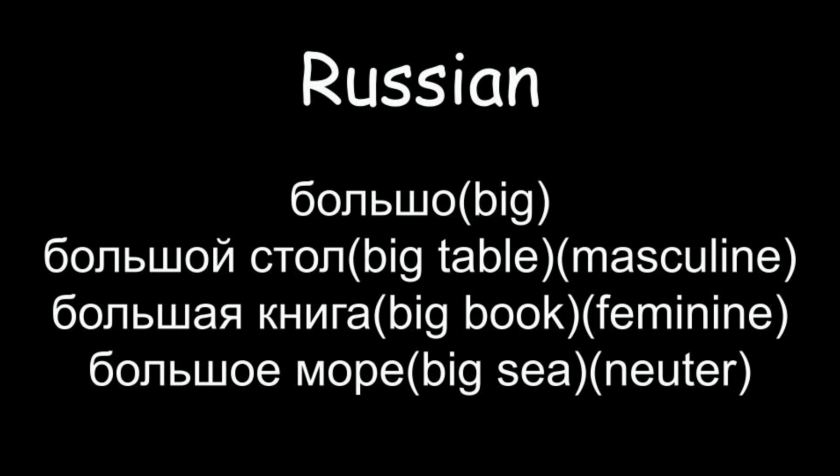Большой стол. Большая книга. Большое море. In this example, the first set of words means big table and is in masculine gender. The second set of words means big book and is in feminine gender. And the third set of words means big sea and is in neuter gender. As you can see, the adjective meaning big after all of these words is different depending on what gender it is.